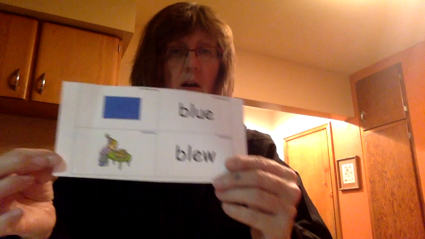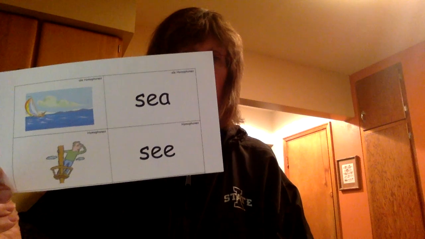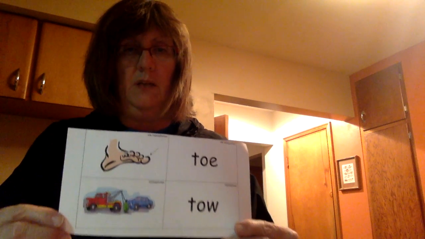Here's a couple more from computer pictures. You have the colors, blue, B-L-U-E, or he blew out the candles. Here's another more detailed example of the sea, the ocean, and the S-E-E when you look and you see something. Here's a good example of toe, T-O-E, and tow, T-O-W, the part of your foot, or what happens when your car breaks down and you have to have someone come and tow it away to be fixed. So that would be examples.